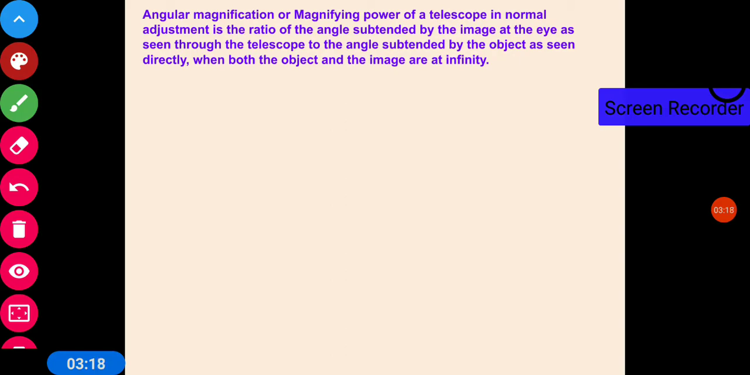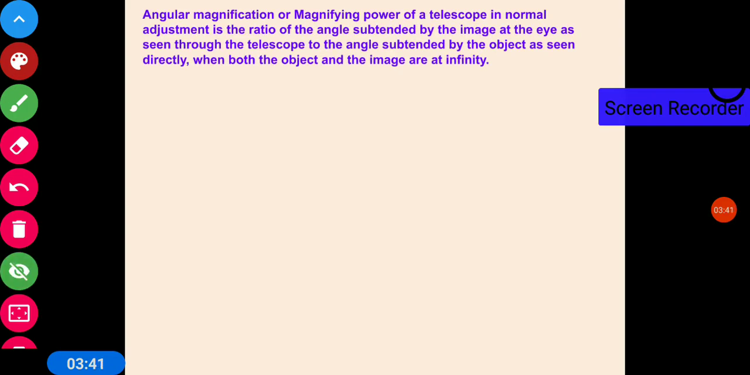Now, angular magnification. Angular magnification, or the magnifying power of a telescope in normal adjustment, is the ratio of the angle subtended by the image at the eye as seen through the telescope to the angle subtended by the object as seen directly, when both the object and the image are at infinity. Point to be noted: the angles subtended by both at the eye are angle alpha and angle beta, and the ratio of these two angles gives you the angular magnification.